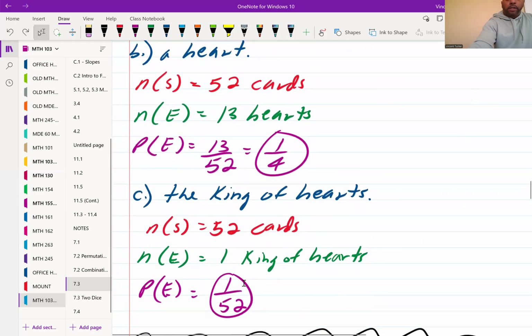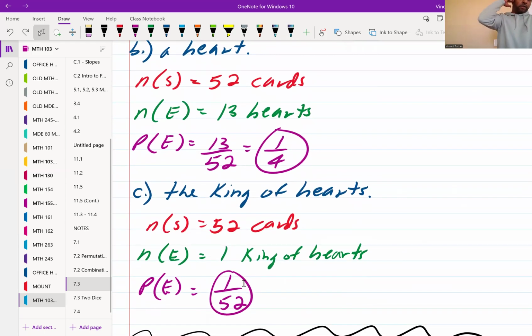And then the last one out of this example, King of Hearts. Once again, there's 52 cards in the deck. There's only one King of Hearts, though. One King of Hearts. And so you place that 1 over 52. And that's your probability. You have a 1 out of 52 chance of actually getting the King of Hearts.